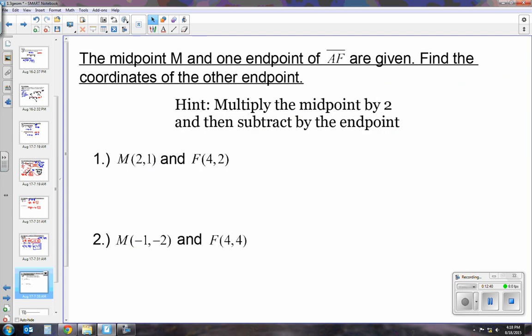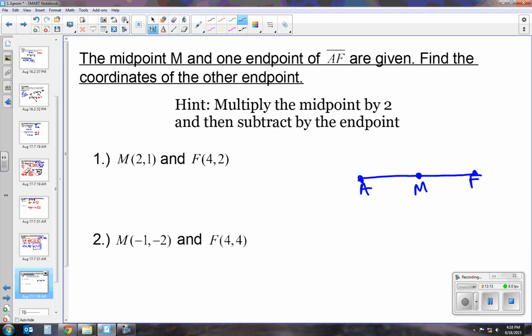And our very last slide is a little different, and I have a shortcut for it. It tells you the midpoint M and one endpoint of line segment AF are given. Find the coordinates of the other endpoint. So they're not asking us to find the midpoint, they're asking us to find the endpoint. So I'm going to draw this for you to make it a little bit more clear. Okay. So let's draw line segment AF and midpoint M.